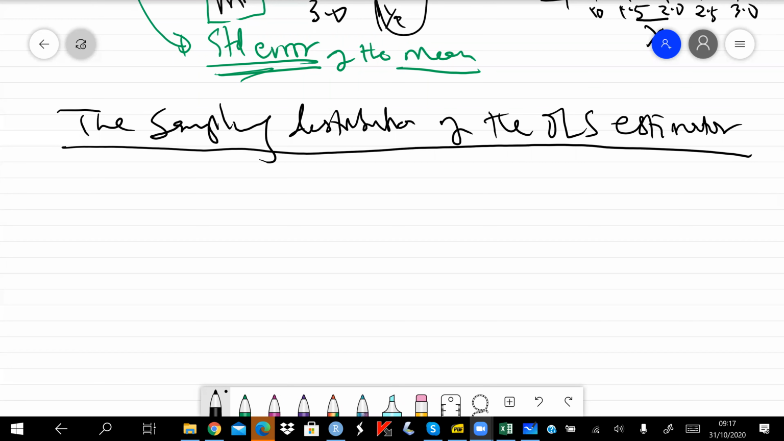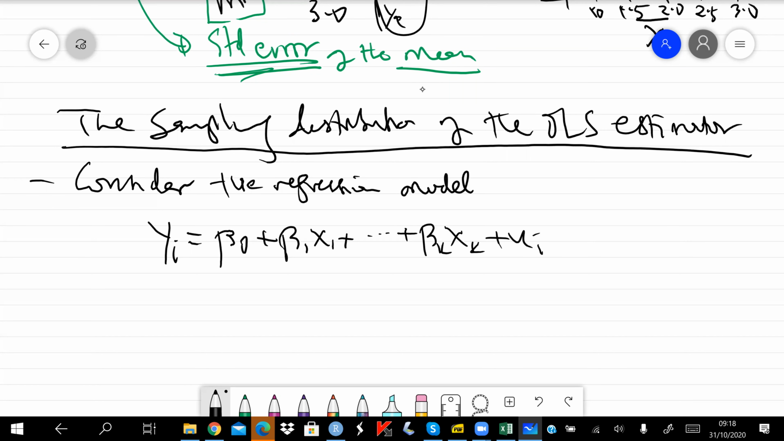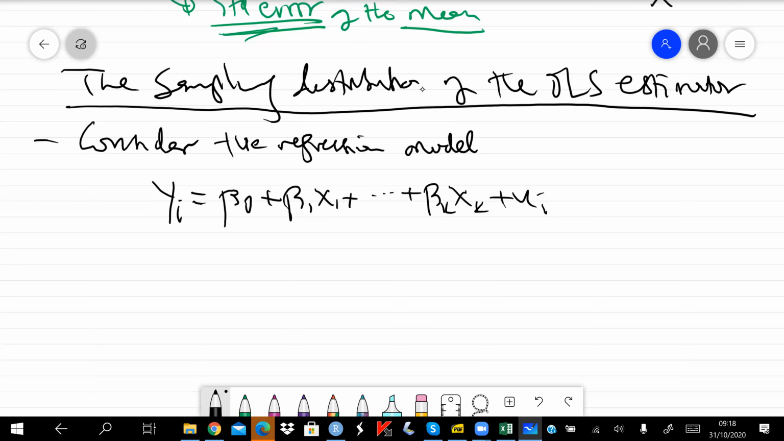Let's start by saying, consider the regression model, that is yi is equal to beta naught plus beta 1 x1 plus all the way to plus beta k xk plus the error term. Okay. I hope you remember the classical assumptions. We listed number 1 up to number 5. So we want to add another assumption. We want to add a 6th assumption.